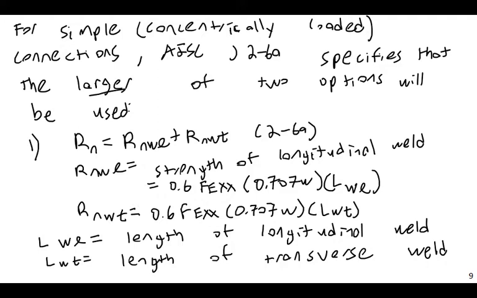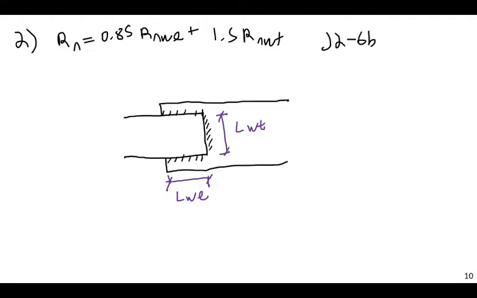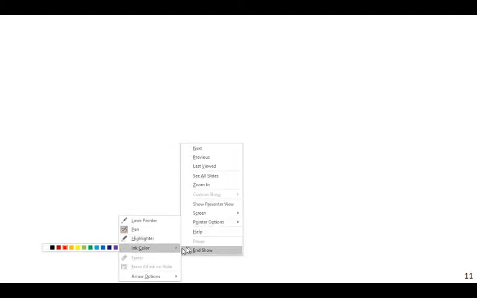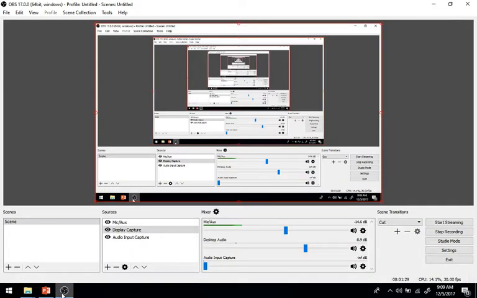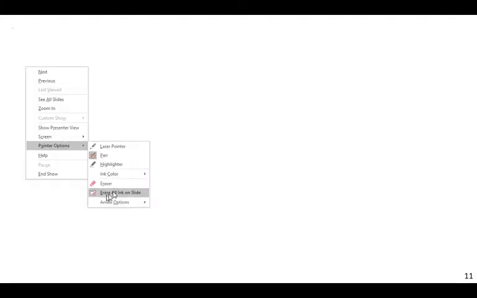Okay, so let's continue on, and I might work through a brief example here. So, let's see here. Now, let's work through this example. And make sure we're recording. Yep.